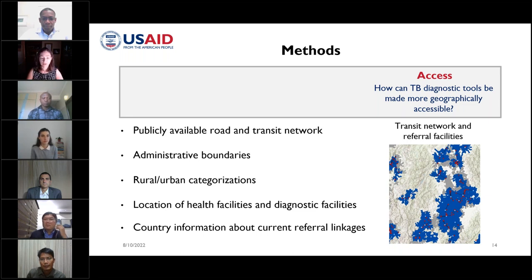We also find the location of health facilities that may not have diagnostic capabilities, but could be connected through a specimen referral network to do sample collection, and their relationship to the diagnostic facilities, both those that already exist and those that could be added in network expansion. Then we use any information that the country has about their current referral linkage network in order to incorporate that into the analysis and see where it could be expanded. The little map at the right shows the areas that are covered within the driving distance of the diagnostic facilities in blue, and the areas that are covered within the referral network driving distances in gray. So the referral network expands the capacity of the testing network. Next slide, please.